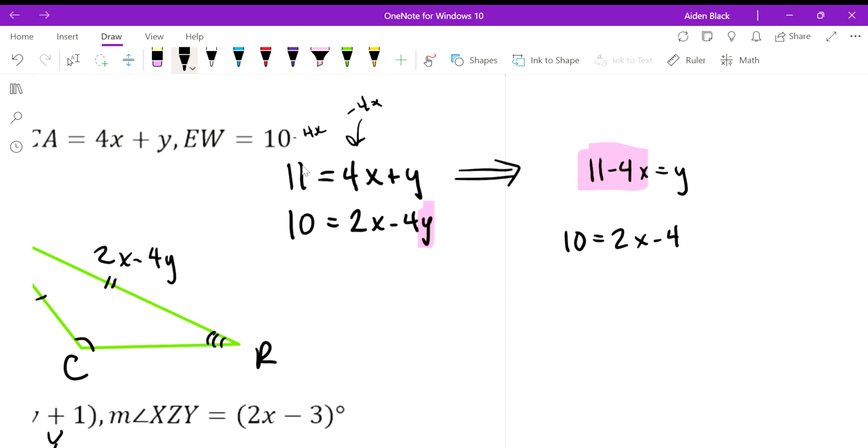Because when I substitute it, notice, where it says y, I'm going to replace it with 11 minus 4x. It's very important that I use parentheses here because the distributive property has to be applied. Because all of this right here is y, so I need to multiply both those terms by the coefficient. So let's see what happens. We get 10 is equal to 2x minus 4 times 11, which is 44, and then negative 4 times negative 4x is positive 16x. I'm going to combine these like terms to get 18x.